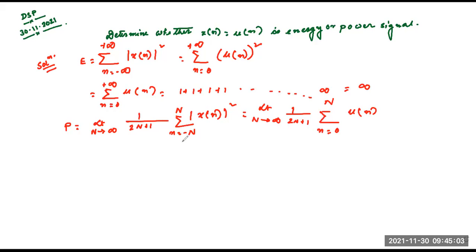Okay. So that is equal to limit N tends to infinity 1 by 2N plus 1, into bracket 1 plus 1 plus 1 plus 1 up to 1. So N plus 1 terms.